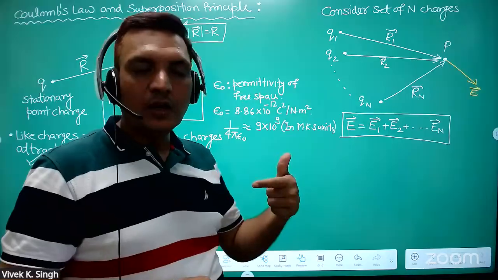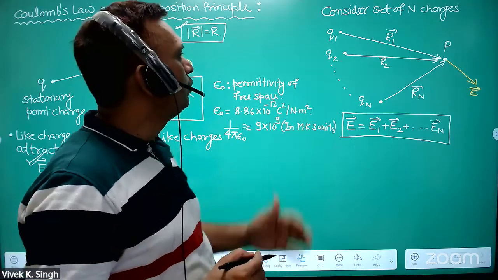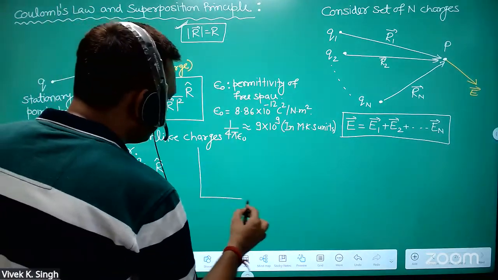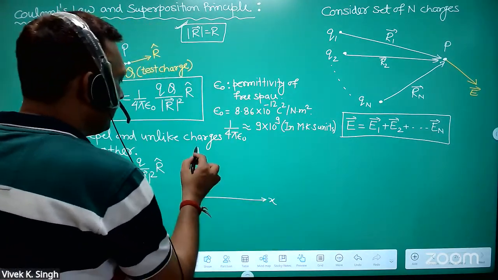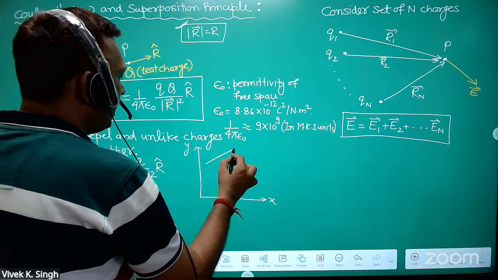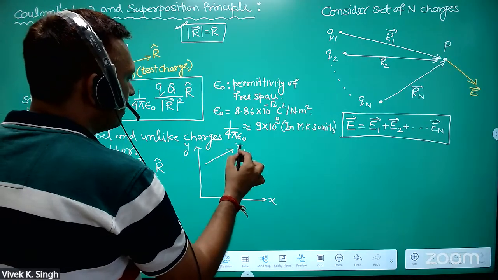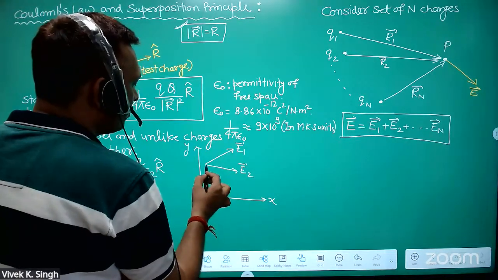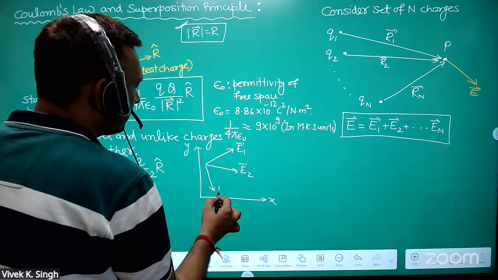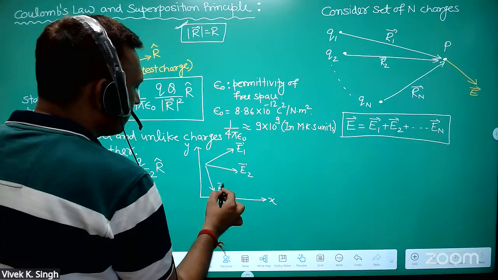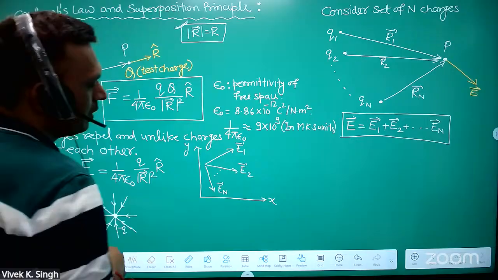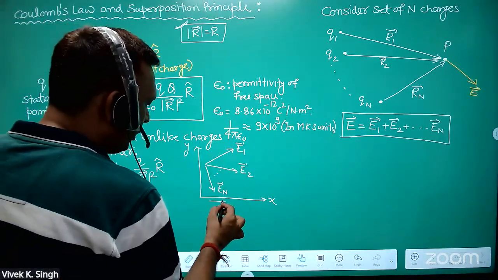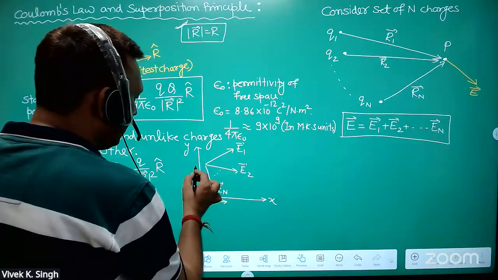In order to find the vector sum, we will resolve all vectors into two components. Let's say that this is X and Y, and you have E1, you have E2, and so on, let's say you have En. So you have to resolve all these vectors into two components, Ex and Ey.